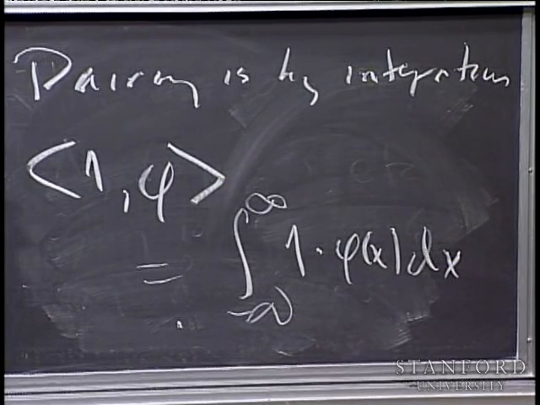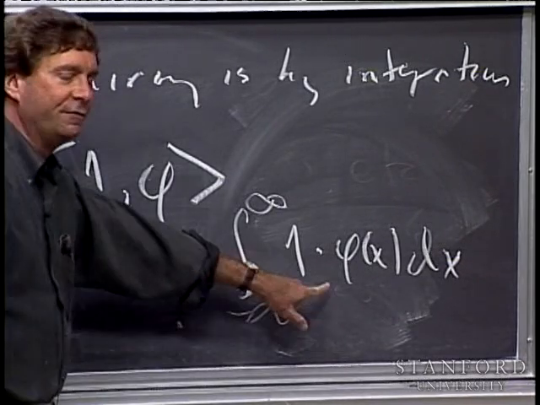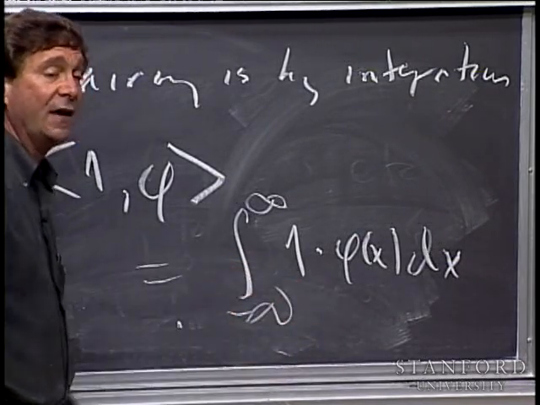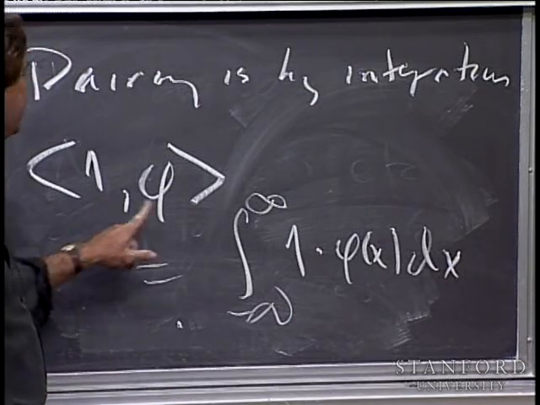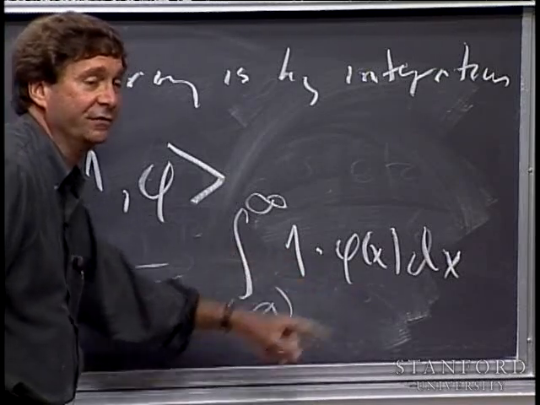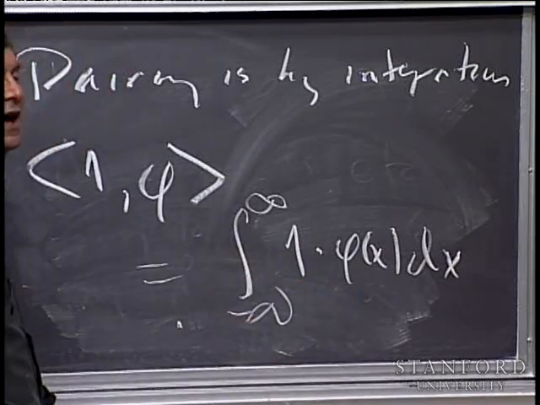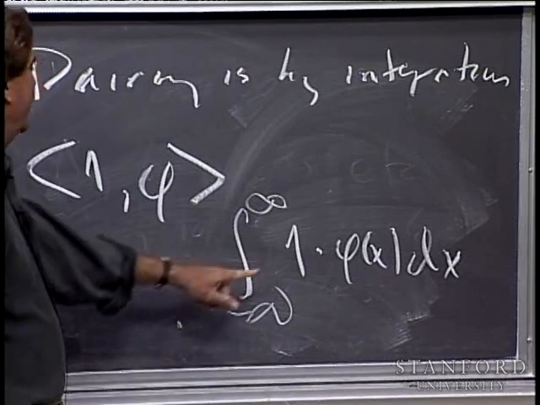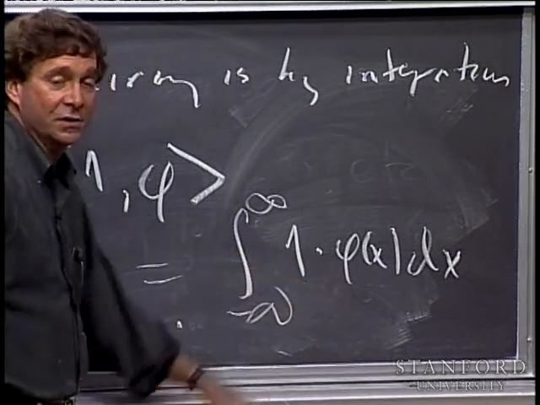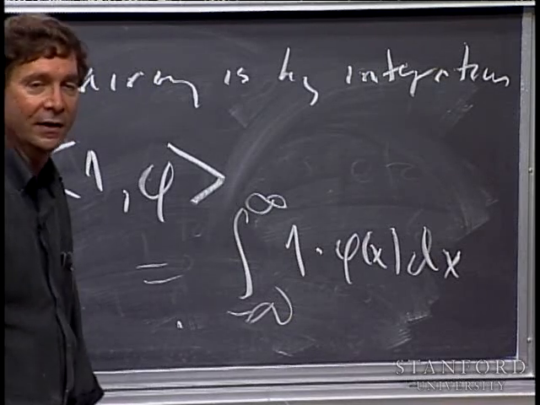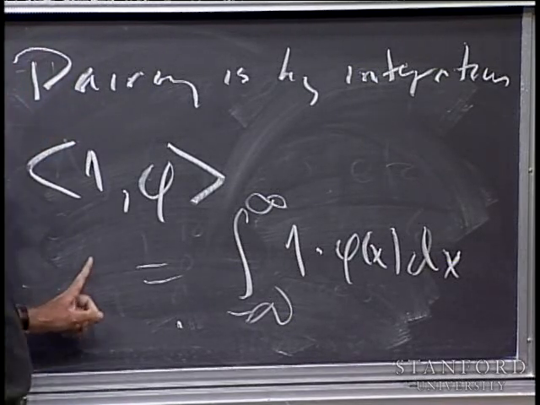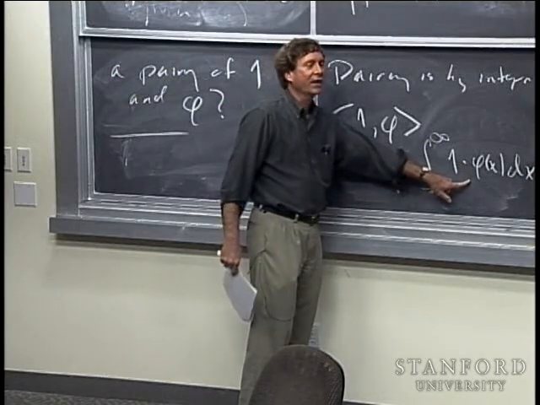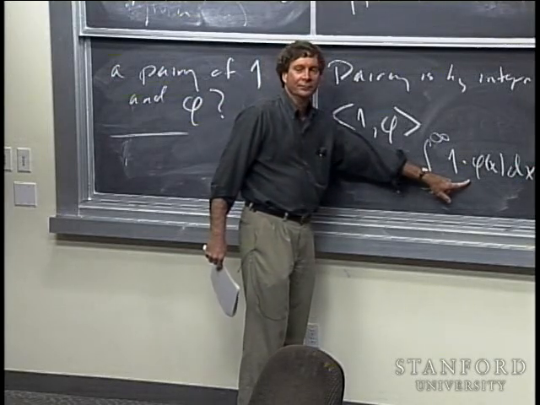That certainly produces a number, and if phi is a good enough function, this integral is going to converge. Different values of phi will give me different numbers. In some sense, I know all about 1 if I know all about these integrals for different values of phi. There's nothing you can ask me about 1 that I can't answer if I integrate it against different sorts of functions. Of course, there's not much you can ask me about 1 that I can't answer anyway. But operationally speaking, there's nothing you can ask me about 1 that I can't tell you if you allow me to integrate it against any old test function phi.